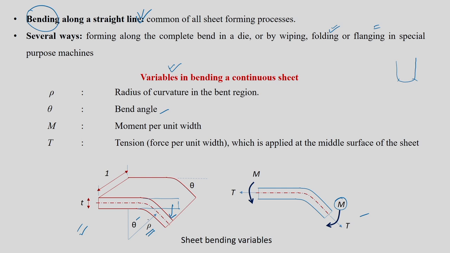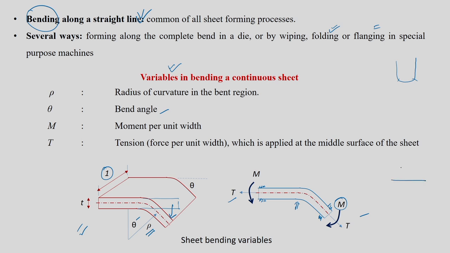You will see that this T is called the tension per unit width. We are picking up a unit width, and T is applied at the mid surface of the sheet, theoretically. Practically, you give this tension by grabbing the sheet at these locations, and then you push the sheet through a die cavity, something like that you can imagine.